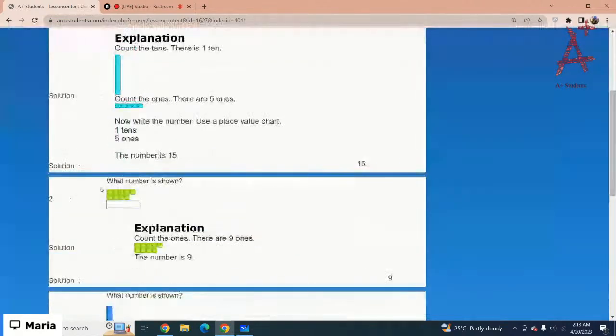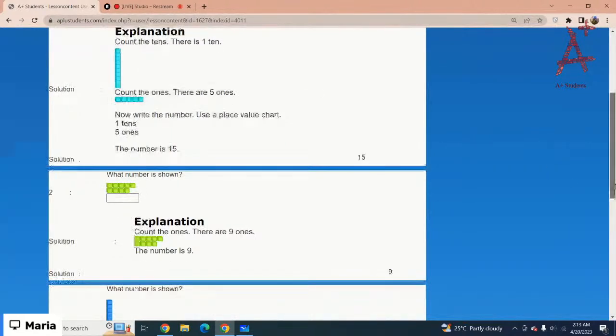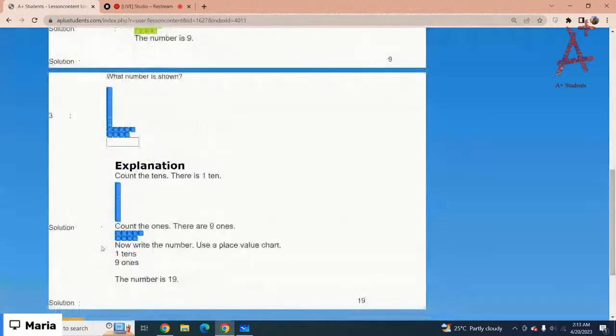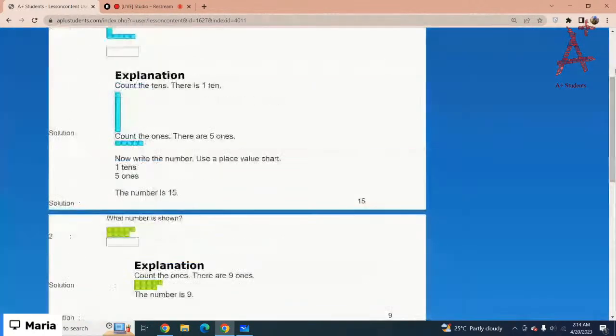Okay. Now you are given just the blocks in the ones position. Just count them: 1, 2, 3, 4, 5, 6, 7, 8, 9. So here are 9 blocks. That means it is 9 ones. Got it? The horizontal one represents the tens value and the vertical one represents the ones value. So it would be 1 at the tens position and 9 at the ones. Together they make 19. Got it? Let's start with the test questions.